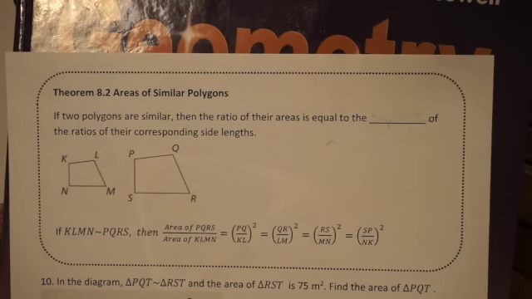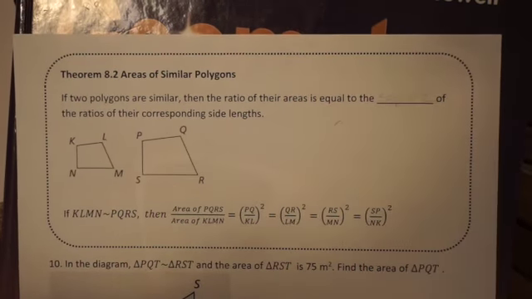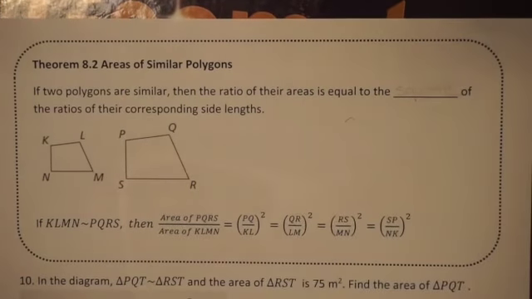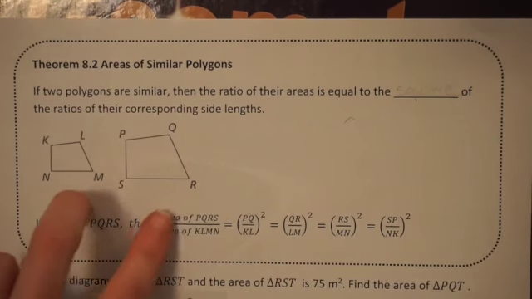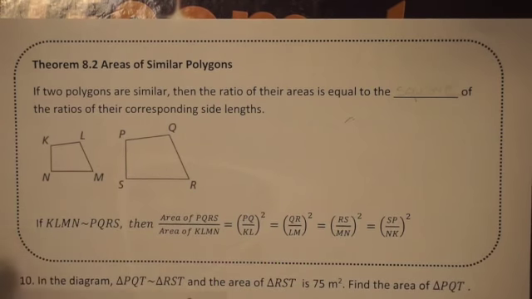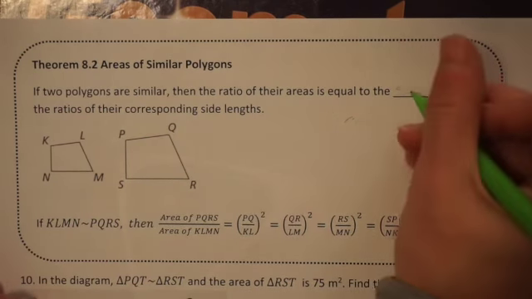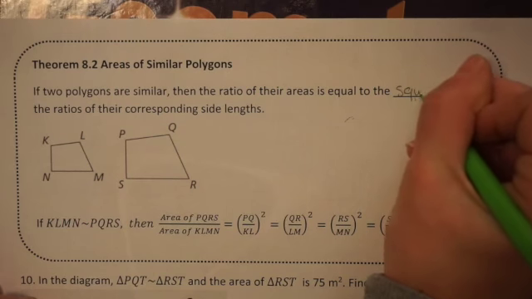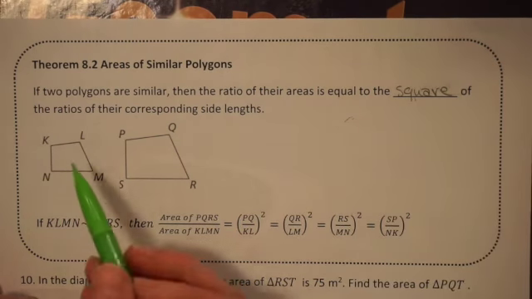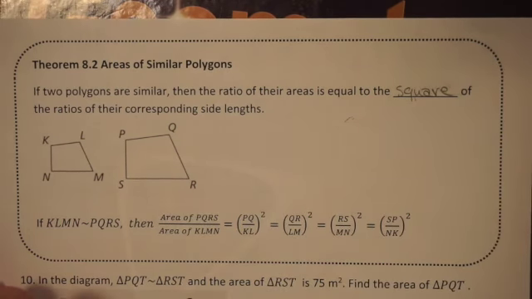All right, so last section of your notes. We're dealing with the areas of similar polygons. If you have two polygons that are similar, for example, these two right here, KLMN and PQRS, the ratio of their areas will equal the square of the ratios of their corresponding side lengths.